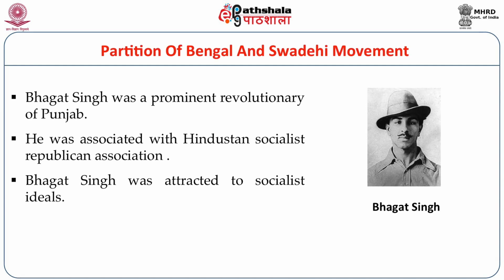Kanailal Dutta set a new trend in political murder when he killed Naren Goswami, who had turned approver against the revolutionaries within the prison. Bhagat Singh was a prominent revolutionary of Punjab. He was associated with Hindustan Socialist Republican Association. Bhagat Singh was attracted to socialist ideals.